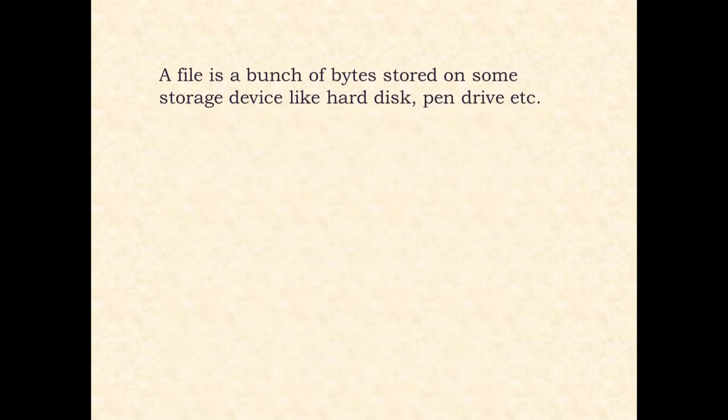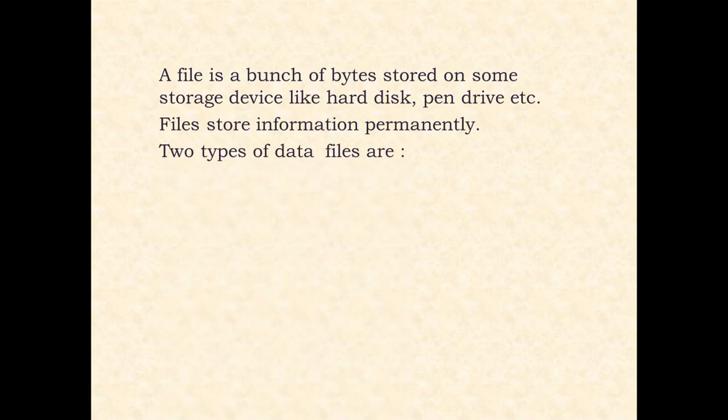What is a file? A file is a bunch of bytes. It can be stored on some storage devices like hard disk, pen drive, DVD, CD, etc. Files store your information permanently on the secondary storage devices. There are two types of data files in Python. One is the text file and another one is the binary file. Let us see one by one.